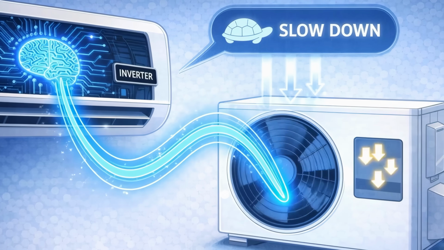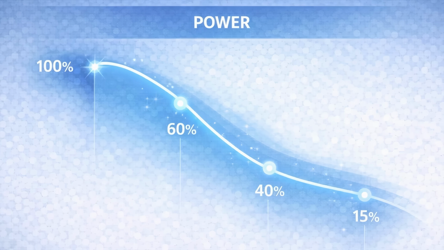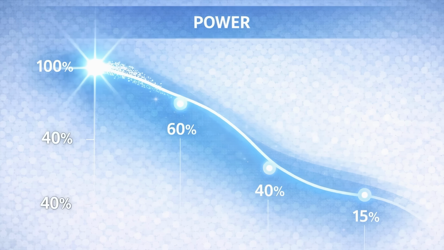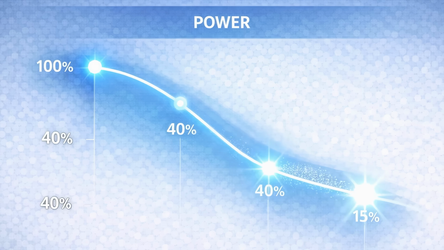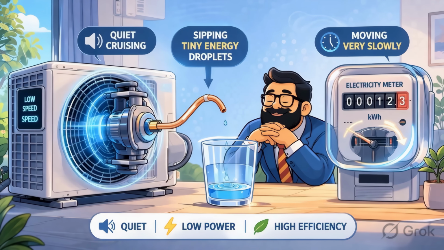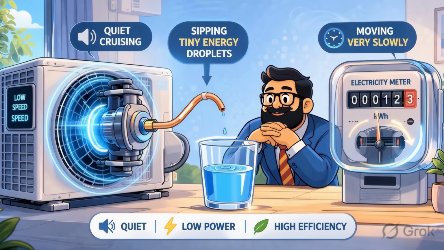Instead of shutting off, the brain of the AC tells the compressor to slow down. Instead of 100% power, it drops to 60%, then 40%. Eventually, it might just cruise at 10 or 15% power. It stays running constantly, but it's just gently sipping electricity to keep the temperature perfectly stable.